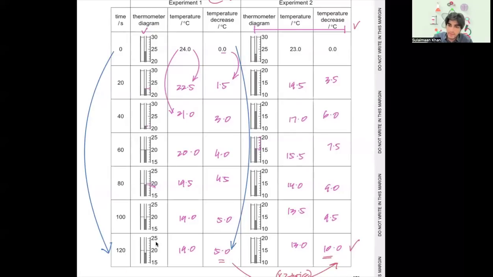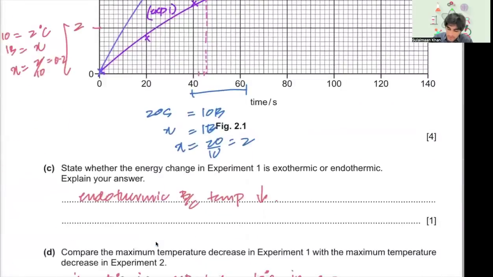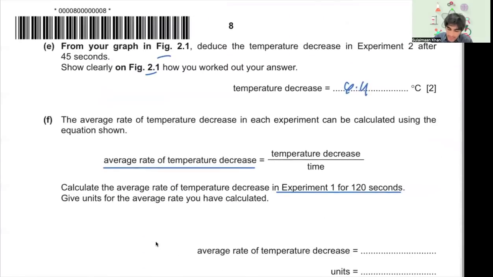You went from 0 to 5. So the temperature decrease, the change in temperature. How do you calculate average? Remember, in mathematics you also calculate average. If I want to calculate the average speed, what do you do? You take the total distance over total time. So if I want to calculate average temperature decrease, you take the total temperature decrease, which is 5 degrees Celsius, over total time, which is 120 seconds.